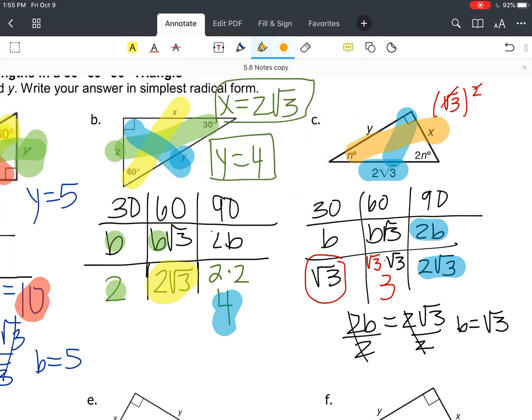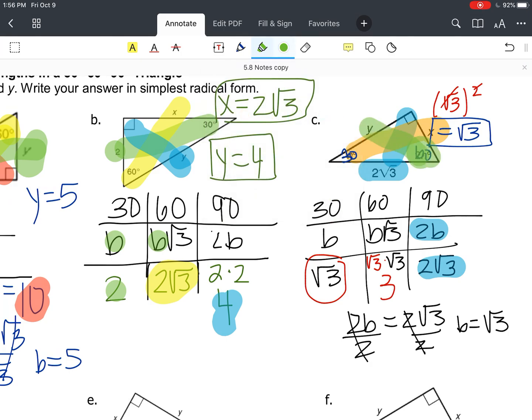Now to answer the question, first let's find x. Well, x is opposite, they just labeled it n, but we know that's going to be 30 degrees. It's the smaller one. 2n would be 60. So opposite 30 is root 3. So x is going to be equal to root 3 looking at my chart.